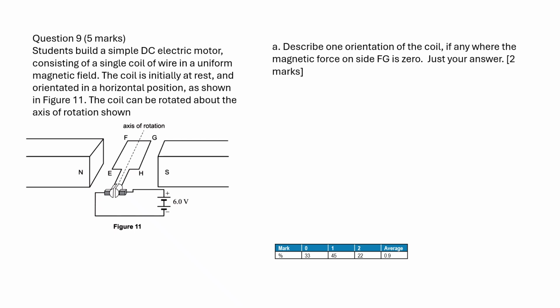Students constructed a simple DC electric motor with a single coil of wire in a uniform magnetic field. The coil started at rest in a horizontal position. Since side FG is parallel to the magnetic field, the magnetic force on this segment is zero.